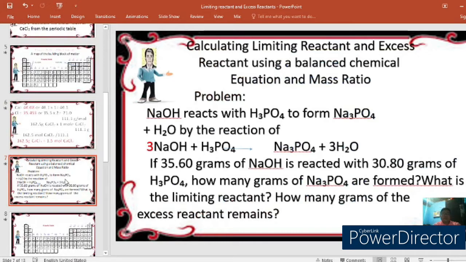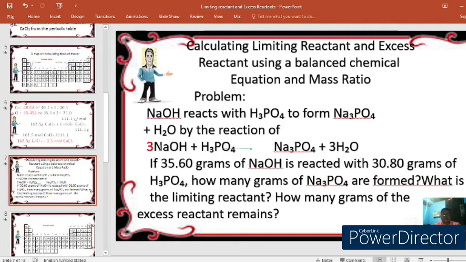Calculating the limiting reactant and excess reactant using a balanced chemical equation and mass ratio. Okay, sodium hydroxide reacts with phosphoric acid to form sodium phosphate plus water, by the reaction of 3 NaOH plus H3PO4. This is our reactants, and our products are sodium phosphate plus water. So we will check if this equation is balanced.